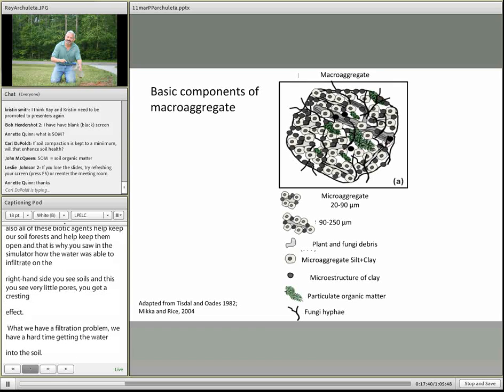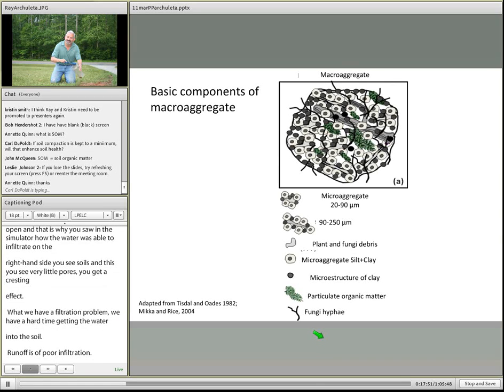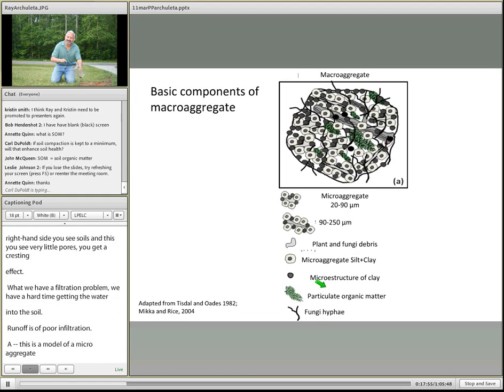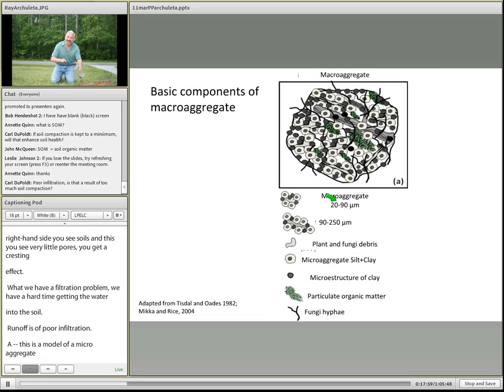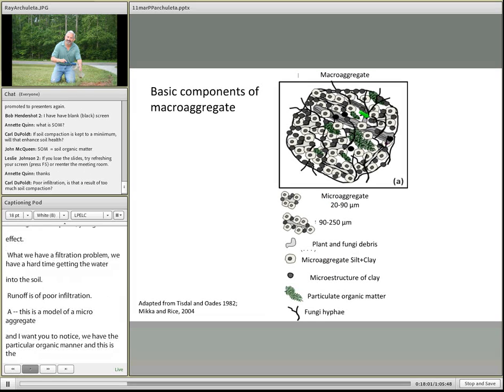Okay, this is a picture of a model of a little microaggregate. I want you to notice here you've got the fungal hyphae, particulate organic matter. Here's the microstructure of the clay, microaggregates of silt and clay, the plant and fungus debris. These little ones here are the little microaggregates, and this is the macroaggregate.